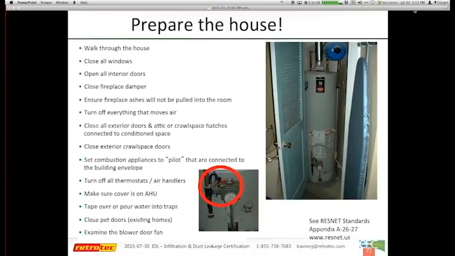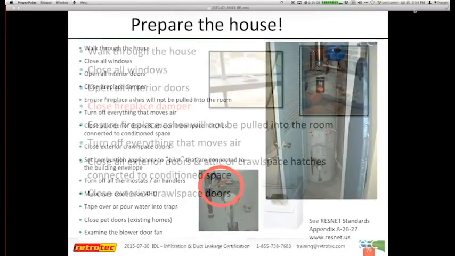The instructions that most people get when they're coming to do the IDL go through these kinds of scenarios as to what are the issues or concerns when you're doing a blower door, and what are the issues in terms of combustion appliances and where they're located and how they need to be turned to pilot. You usually don't turn them to off unless you have no other choice. So it goes through a whole laundry list of stuff.